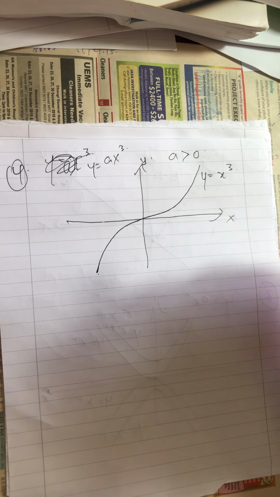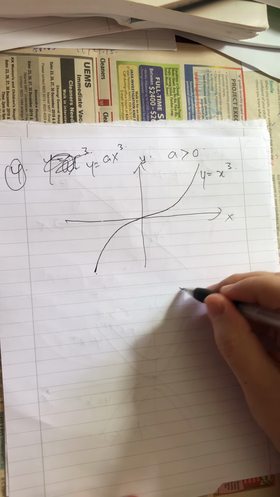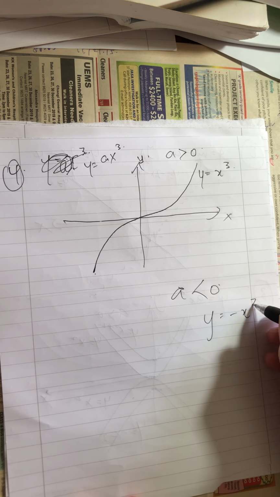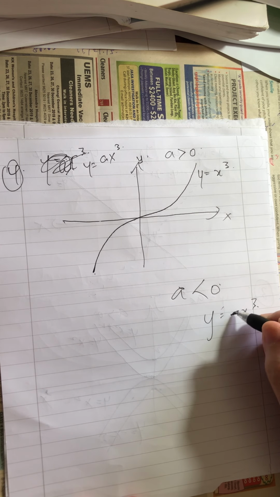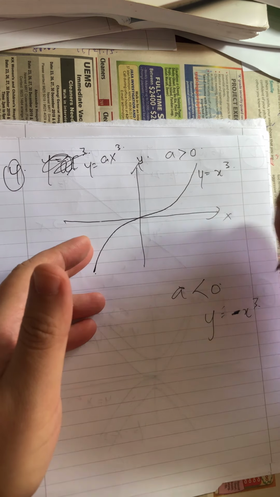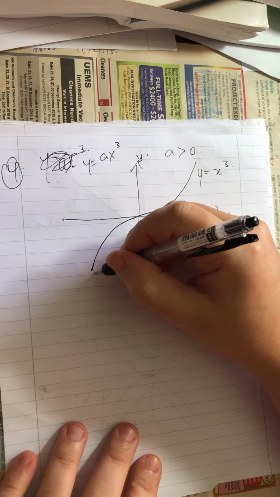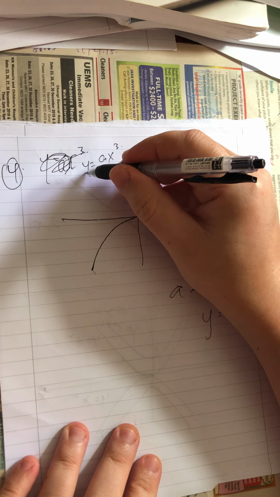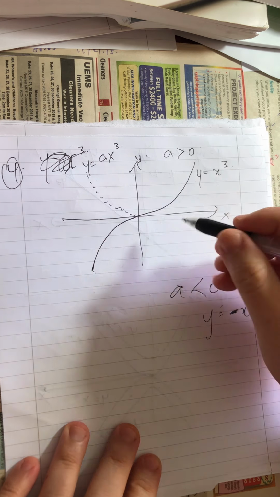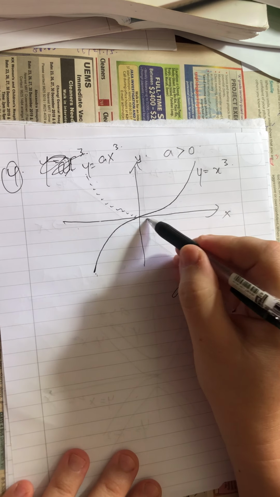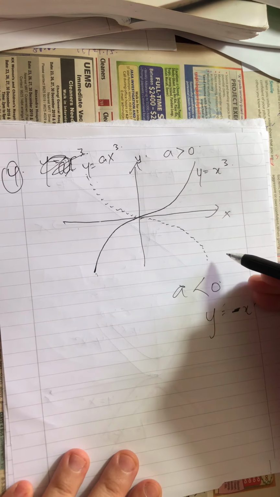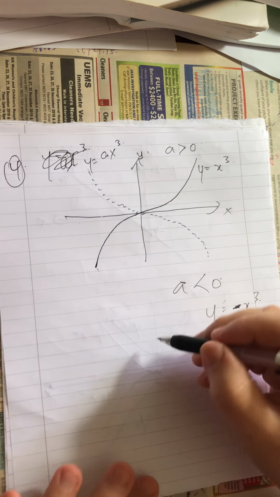How about if your a is negative, meaning y equals minus x cubed? Very simple. Whenever you have a minus here as a coefficient, the graph gets flipped over the x-axis. So what was previously negative is now positive, what was previously positive is now negative. So use the x-axis as a mirror. Then it's very easy for you to draw. So the shape is like that.